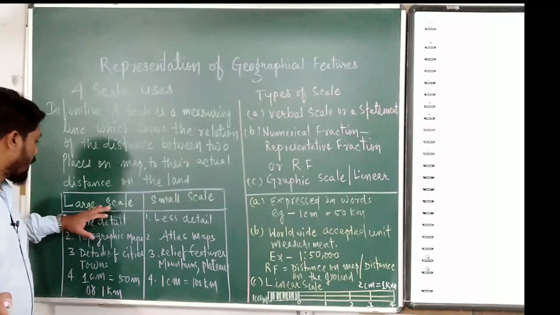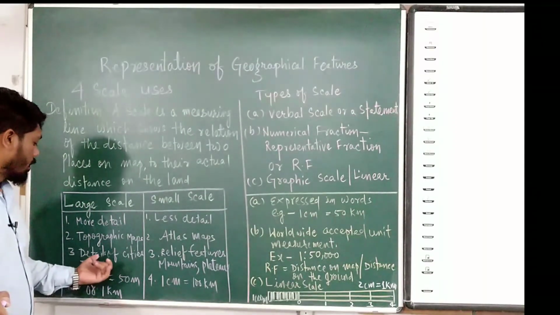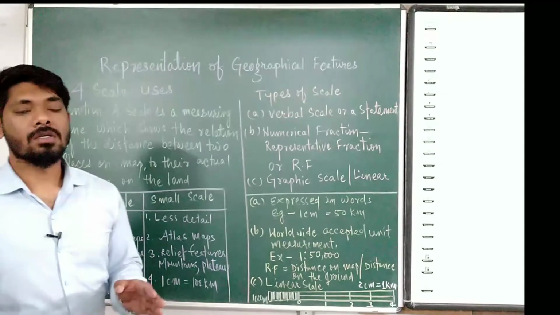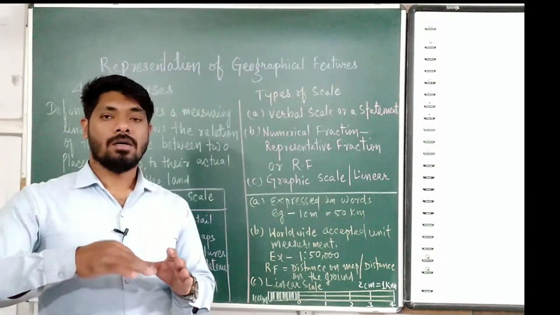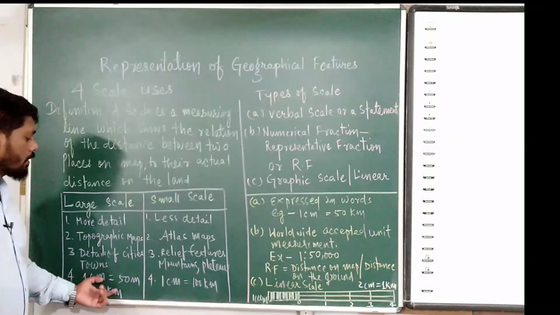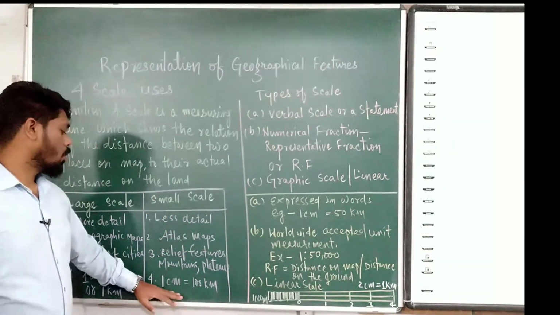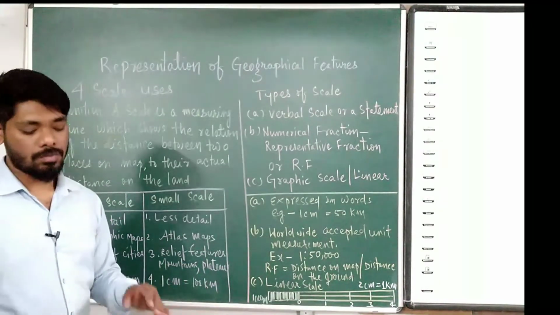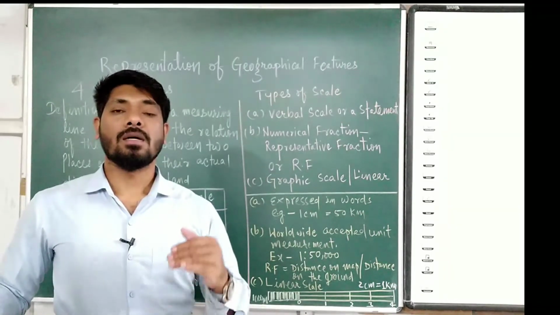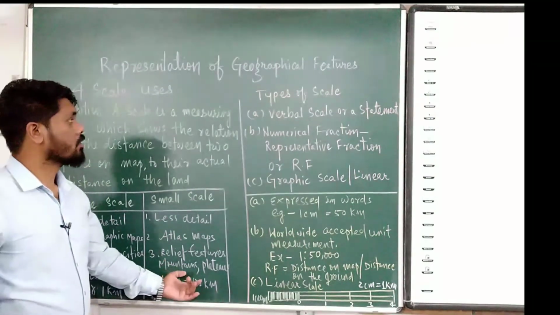For a large scale map, the scale is, for example, 1 centimeter equal to 50 meters, or 1 kilometer. That means a small area is again giving us more detail. But in a small scale map, the scale is taken as 1 centimeter equal to 100 kilometers. So in 1 centimeter, 100 kilometers of the actual ground is taken, and more details cannot be shown.